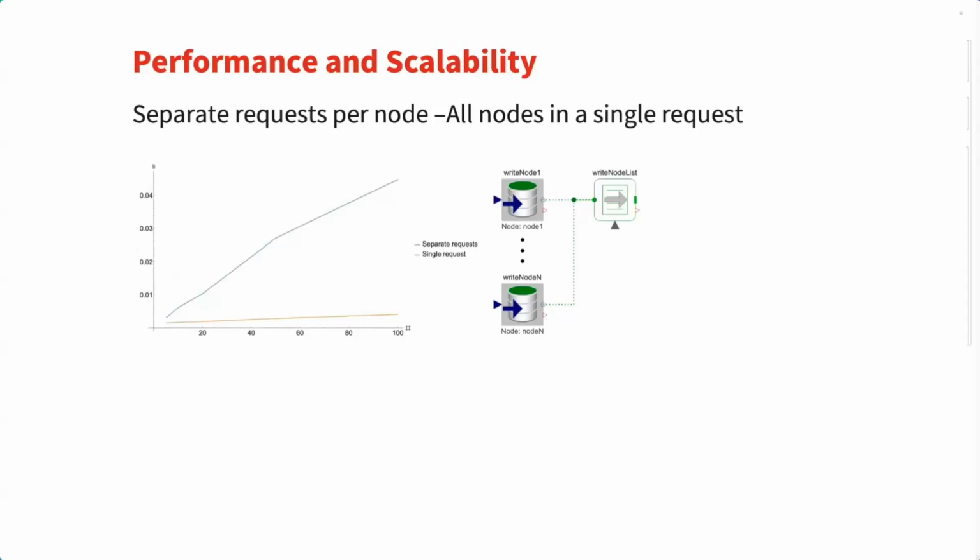The solution is new blocks for writing or reading a list of nodes in a single request. The nodes to write to are still defined by individual blocks, but by connecting those blocks to a list block, all connected nodes will be written with a single request. And as we can see in the plot, that gives us significantly improved performance.